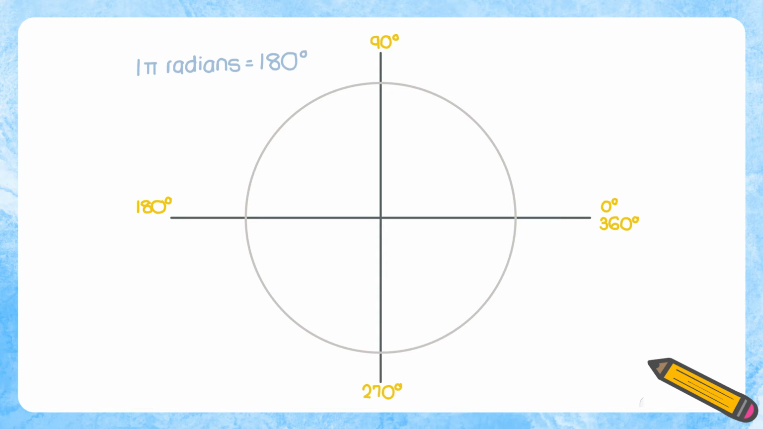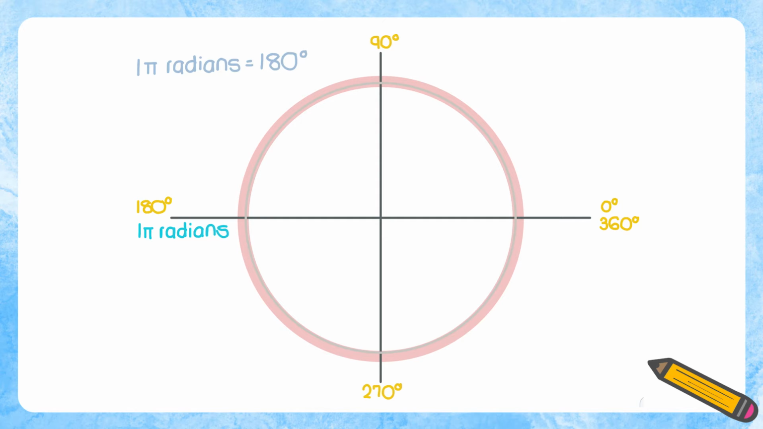So first, let's use this conversion factor, 1 pi radian equals 180 degrees, to convert these quadrantal angles into radians. We know that 180 degrees is the same thing as 1 pi radian. So right here, 180 degrees and 1 pi radian both describe half a circle. Radians and degrees are just different ways of describing an angle.